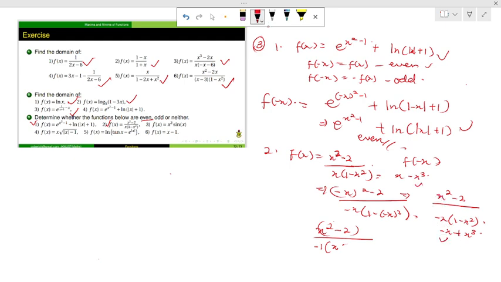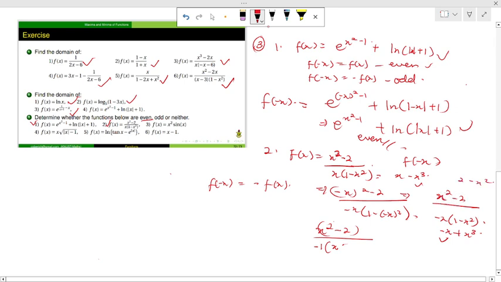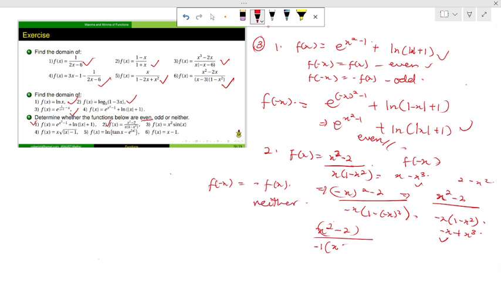But look at the numerator. The numerator remains unchanged. So can we say that our f of negative x is entirely negative of f of x? That's the problem here. Can we say that? Because if you take the negative out here, you are going to get 2 minus x squared. That will be the negative side of this. Therefore, this is neither. Neither.